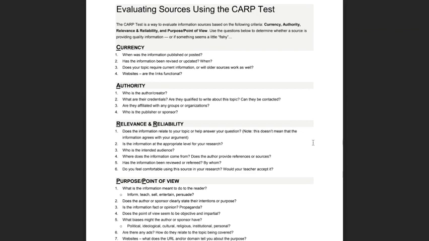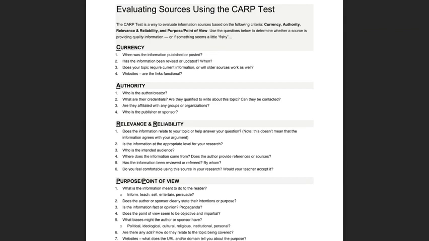Let's look at the next section: relevance and reliability. So, does the information relate to your topic? Is it relevant? Is it at an appropriate level for your research? If you're reading something written by a professor that has a lot of technical information, that might be too much for you. Maybe you need to find something written by a scientist that was meant to be read by the public. Who's the intended audience?